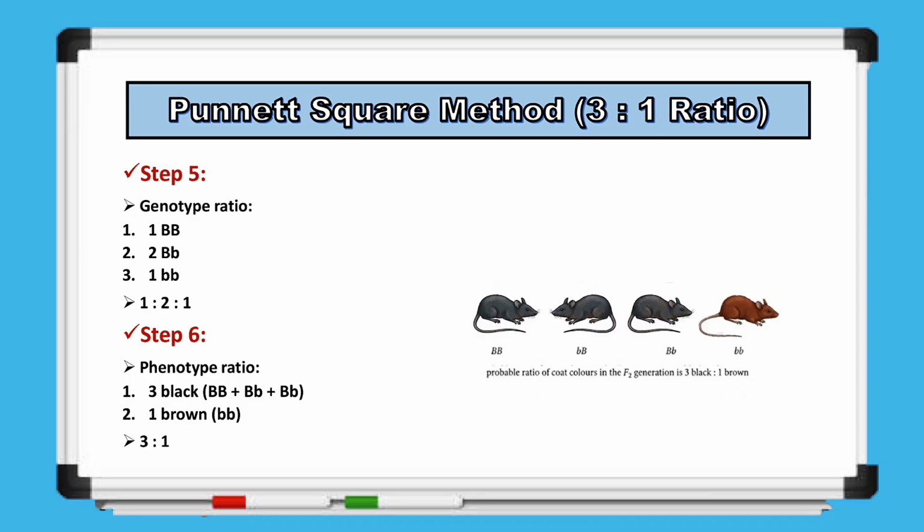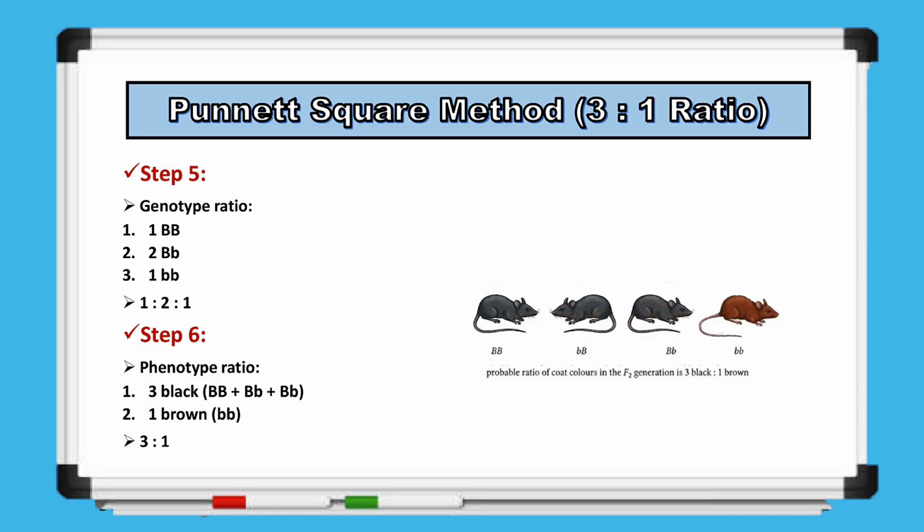In terms of phenotype, we get 3 black offspring as 1 capital BB and 2 capital B and small b represent black fur because the dominant allele is expressed, while small bb represents brown fur as it is recessive. So the phenotypic ratio is 3 black to 1 brown. As 3 of them have the dominant trait represented by capital B, it is called the 3-to-1 Punnett square, since 3 are dominant and only 1 is recessive.